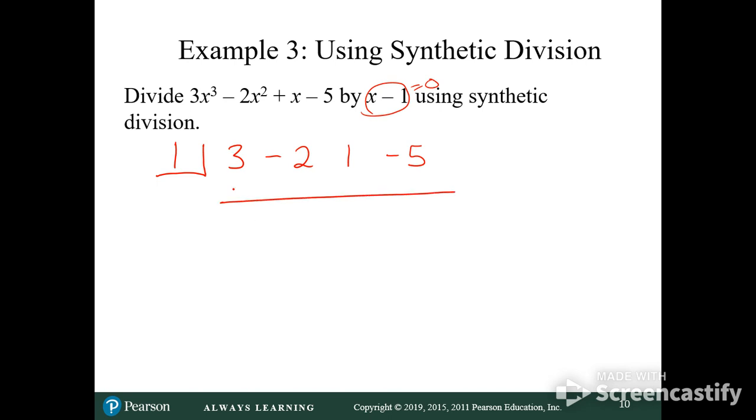You always drop your first term down. 3. And then you multiply 3. Then you add 1. Then you multiply 1. Then you add 2. Then you multiply 2. Then you add -3.